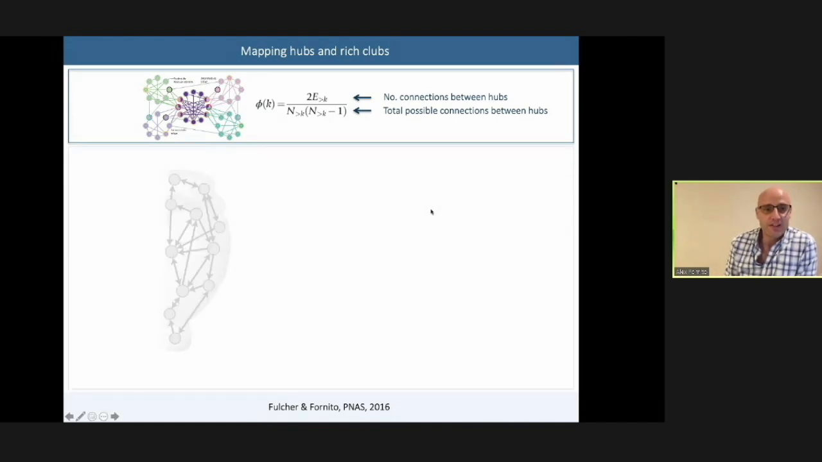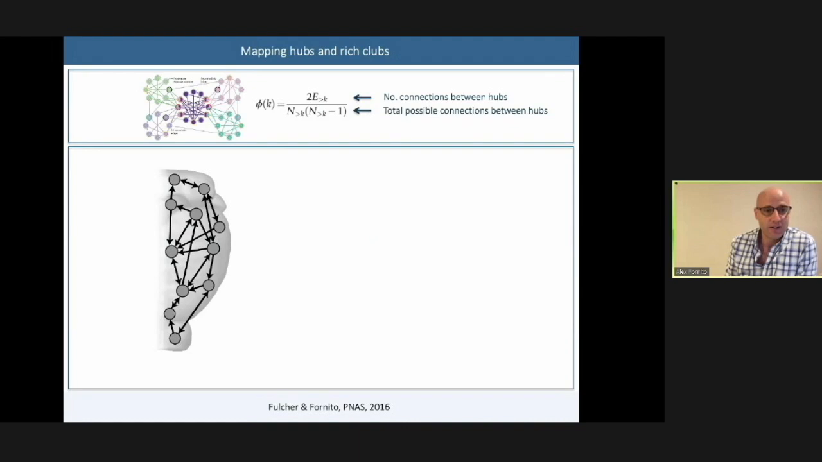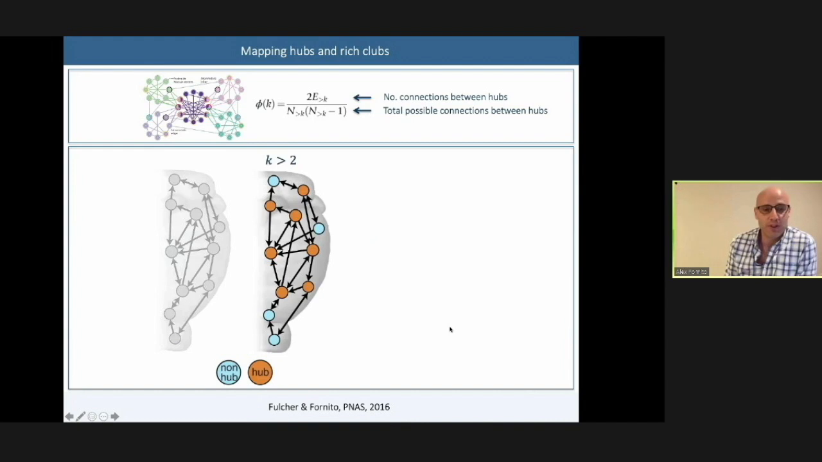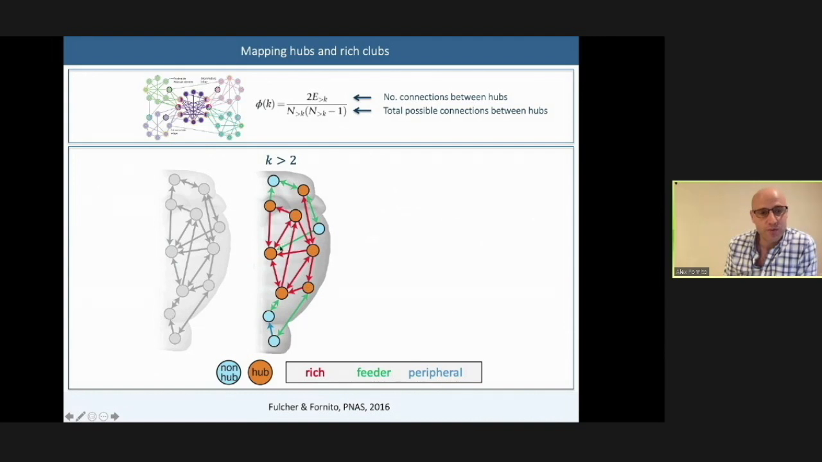Just to make this a little bit more concrete, here is a schematic of the mouse connectome. And let's say we start with a liberal threshold. So, okay, I'm going to take all nodes with more than 2 connections and call them a hub, marked in orange, and all other nodes are non-hubs, marked in blue. Now, an interesting observation that was first made by Martijn van den Heuvel and Olaf Sporns a few years ago was that once you distinguish between hubs and non-hubs, you have 3 types of connections that occur in the network. You have what are called rich links, which are connections between hubs. They're shown in red. You have feeder links, which are connections between hubs and non-hubs, shown in green. And you have peripheral links, which are connections between 2 non-hubs, shown in blue.